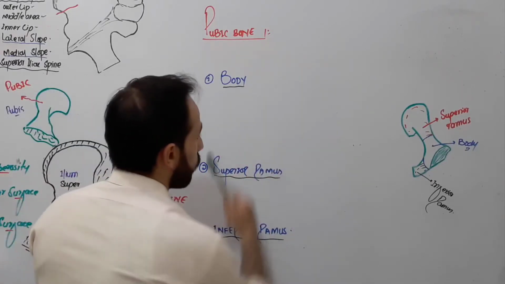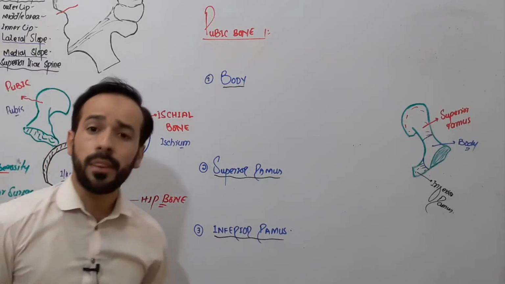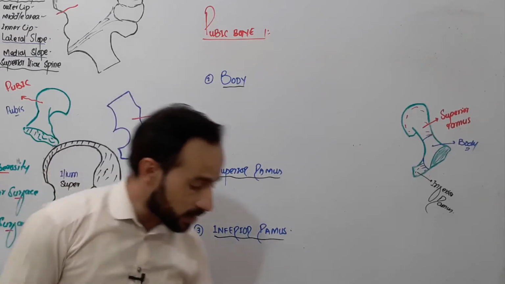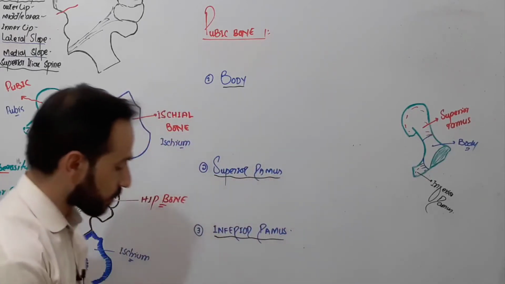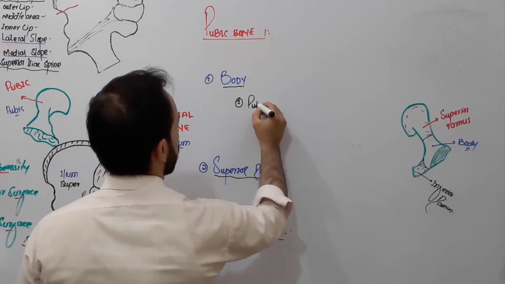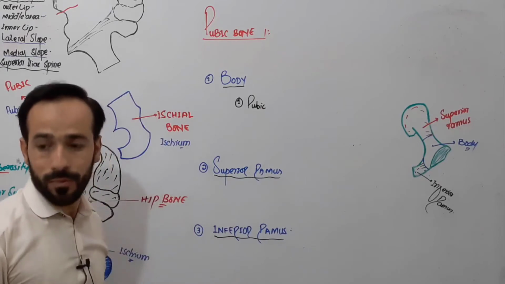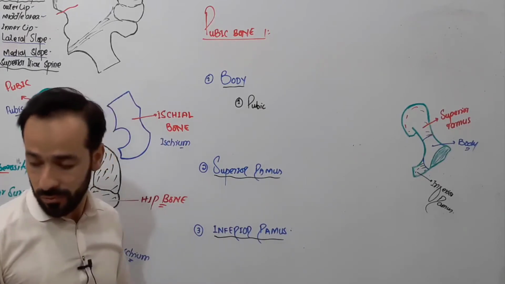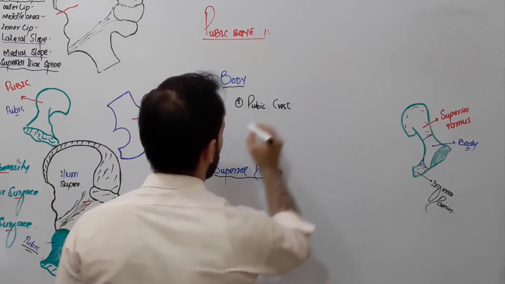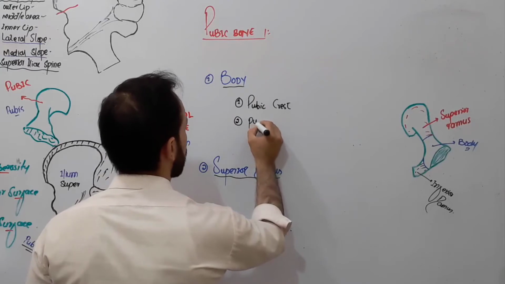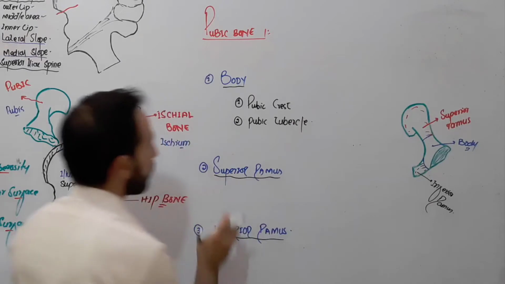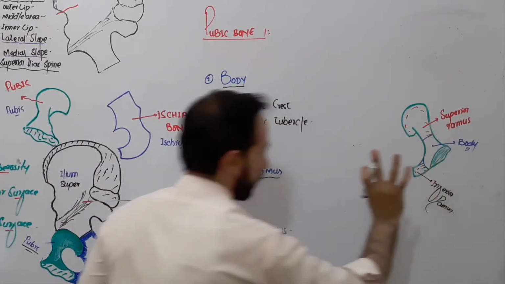Now look carefully. The body of the pubic bone has certain different parts, right? And what are these parts? First of all, it has a crest, which is called the pubic crest, and I will show you in the video, which we will see and discuss there, the bone itself. So the pubic crest is there, right? Then there is the pubic tubercle, right? The important markings which are present in the body.